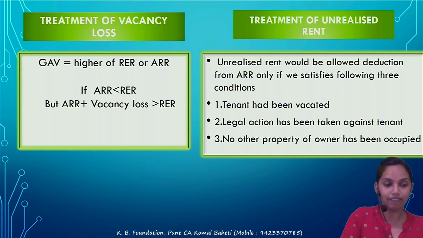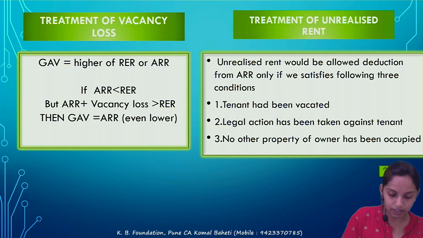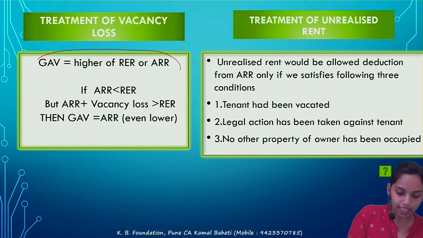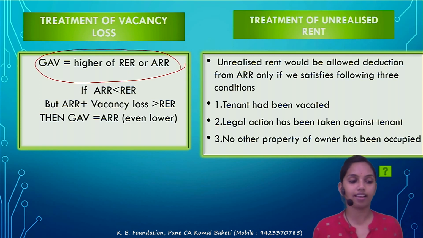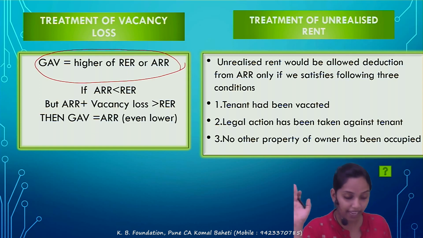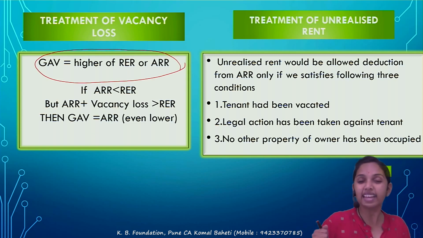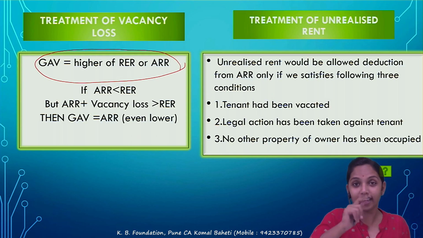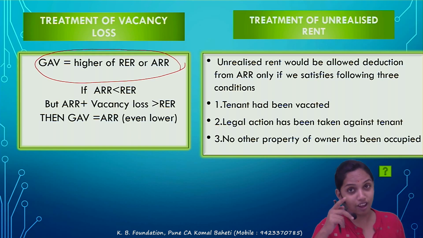So in simple words, this is a general rule. What is the general rule? The general rule says that whoever is higher should become a गाँव. Correct. But the ARR comes with the fight. I am lower, agreed. What is the reason? But vacancy loss. If the vacancy loss is not there, I would be higher.